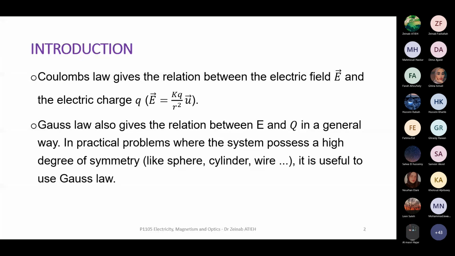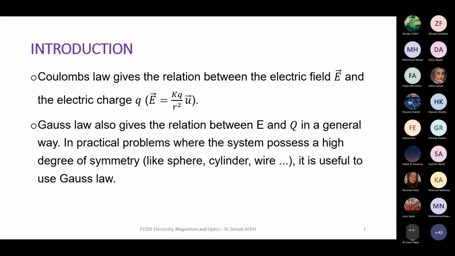Gauss came up with a new method that allows us to calculate the electric field generated by a certain charge Q, but this method is only applied to systems with a high degree of symmetry. So I can't solve using Gauss's law for just any system. It must be a system with high symmetry. When I go through the slides, you will understand what I mean by that.